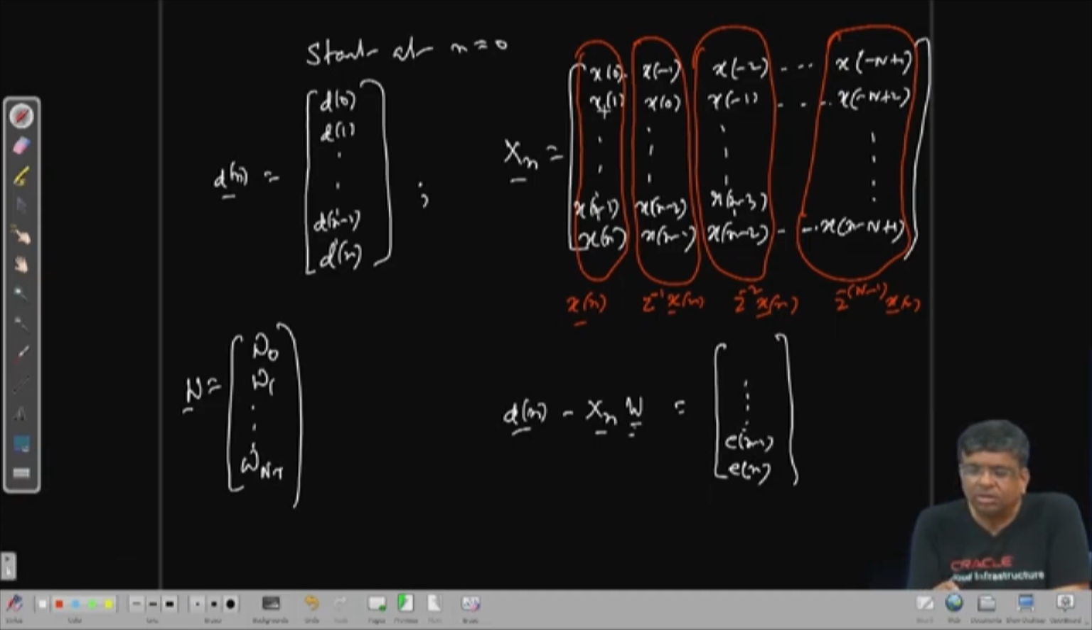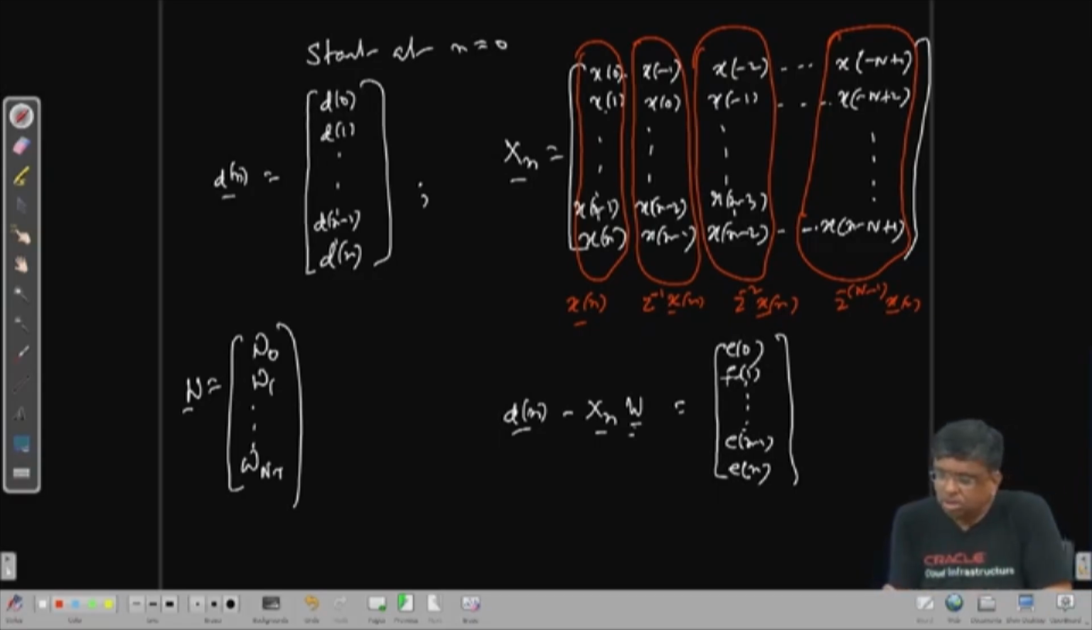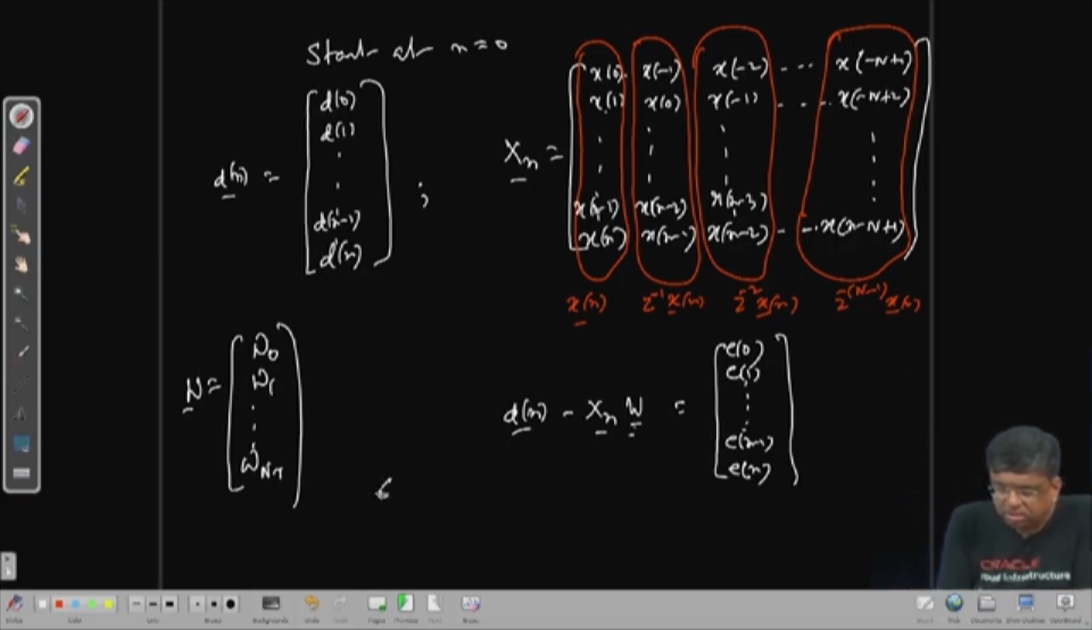So, n is 1 here at 1th clock. I have d1 minus this row, second row times w. So, w0 x1, w1 x0 and dot dot dot. So, it is a filter output at clock 1 subtracted from d1. So, it will be e1. By the same logic, this will be e0. All right. So, our purpose is to minimize, how many rows here? 0, 1 up to small n. So, n plus 1 terms, right.